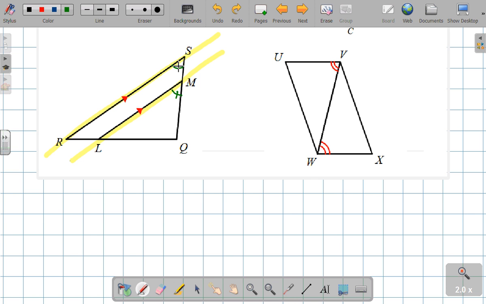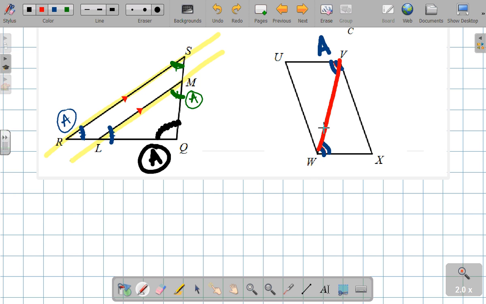M and S, corresponding angles. R and L, corresponding angles. Then, of course, the two triangles share angle Q, which is a reflexive angle. So these were corresponding. That's corresponding. And then A is reflexive. Last one, go over your pre-marked. That's a pair of angles. And you have a reflexive side.